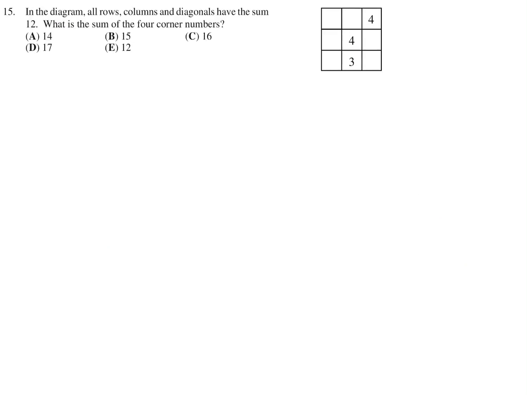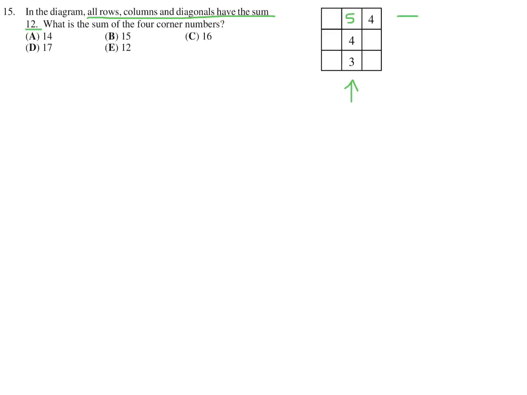In the diagram, all rows, columns, and diagonals have a sum of 12. What is the sum of the four corners? All right. So they've given us one column that has 2, so we can start with that. 3 plus 4 plus something is equal to 12, right? Because all the rows, columns, and diagonals have a sum of 12. So that must be a 5. That's the only way we can make it equal to 12.